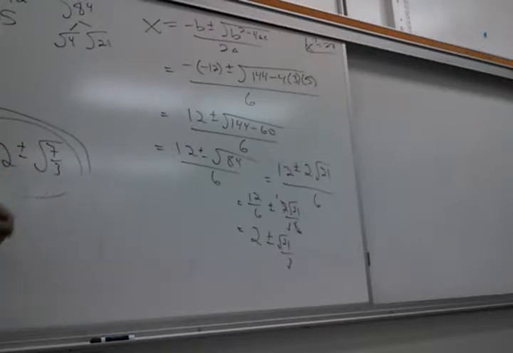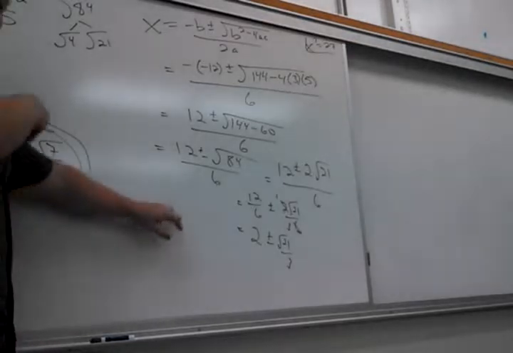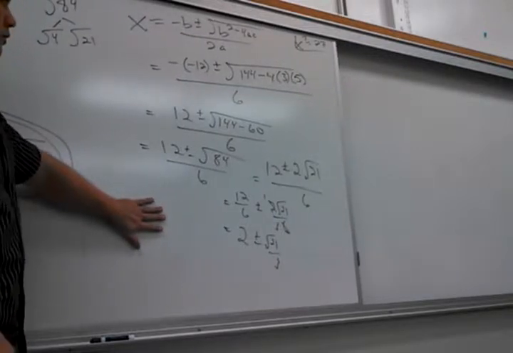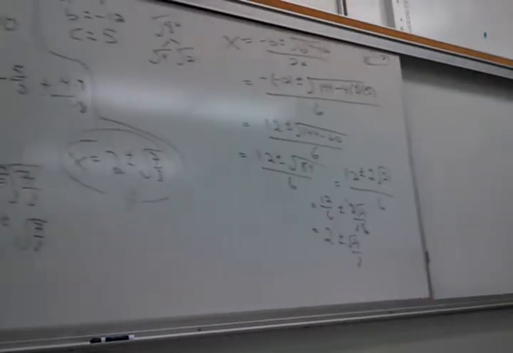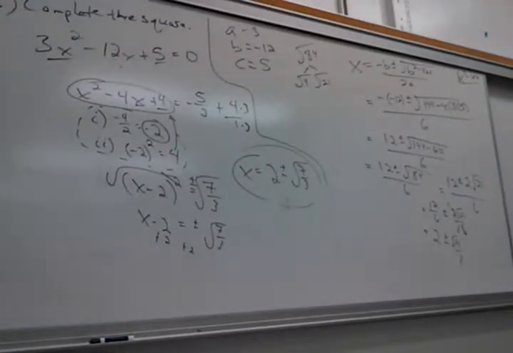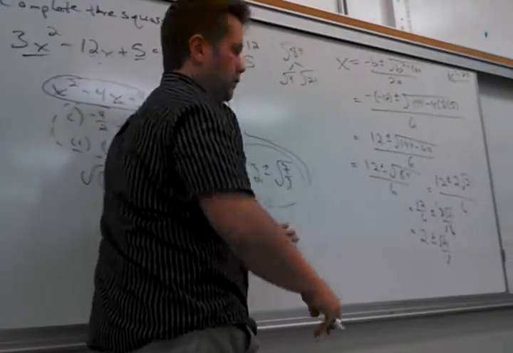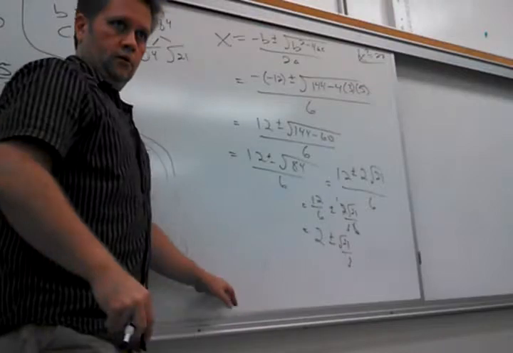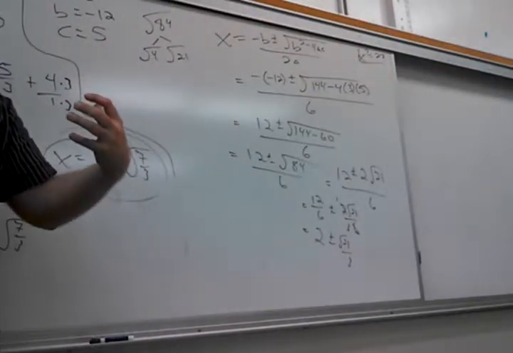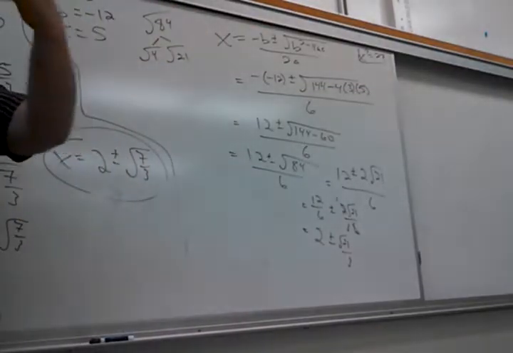Can you explain why it's possible to separate them here? If I had this, can't I put them together? Because they're both over 6, right? So all I did was go backwards. I said, all right, I can break them up as long as it's 12 over 6 plus or minus that over 6. If I can combine two fractions, I can pull them apart.